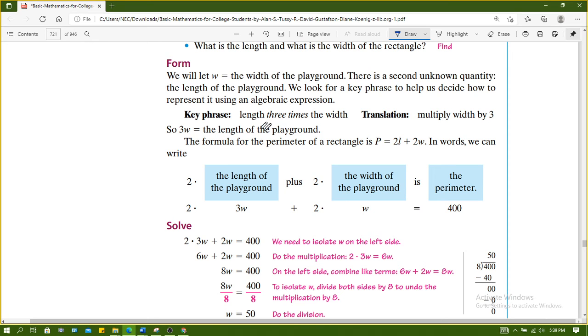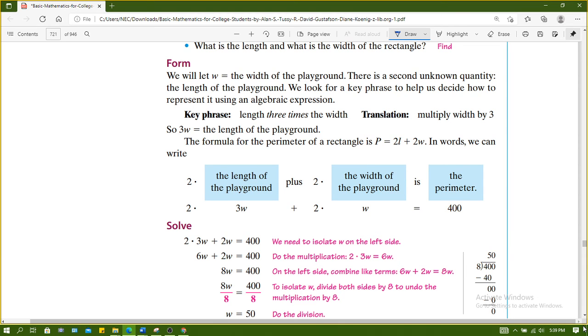Key phrase: length 3 times the width. Translation: multiply the width by 3. So we have 3W for the length of the playground. Now remember, the formula for the perimeter of a rectangle is P equals 2L plus 2W. So we can write 2 times the length of the playground, which is 3W, plus 2 times the width of the playground, which is W, equals the perimeter, which is 400.